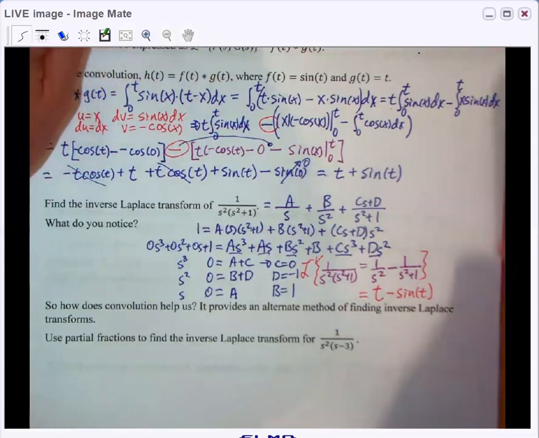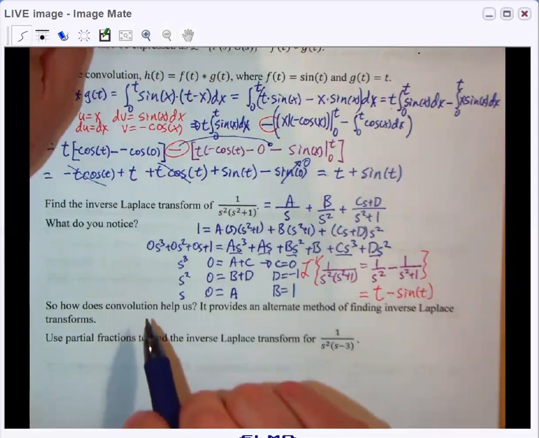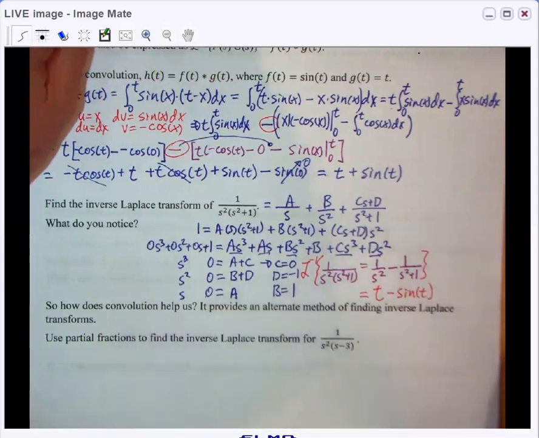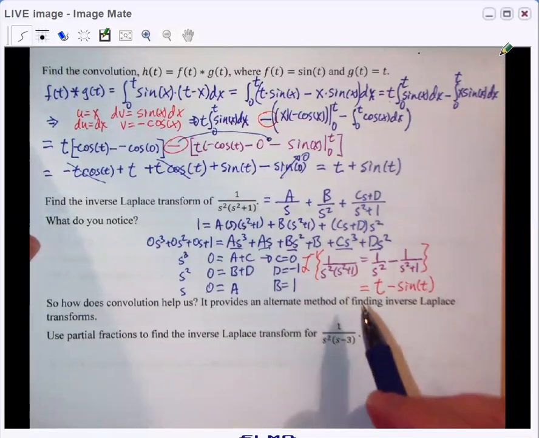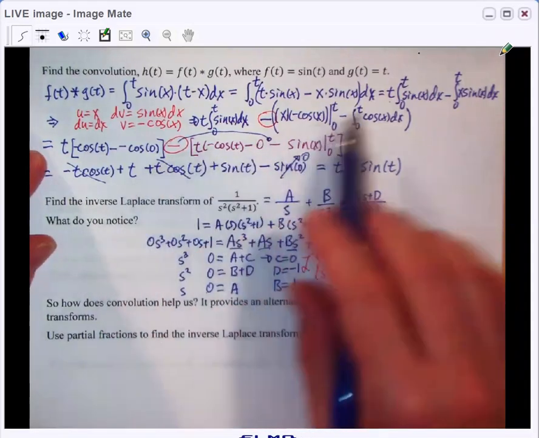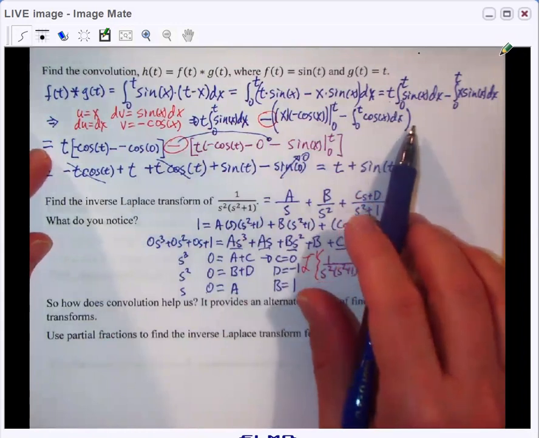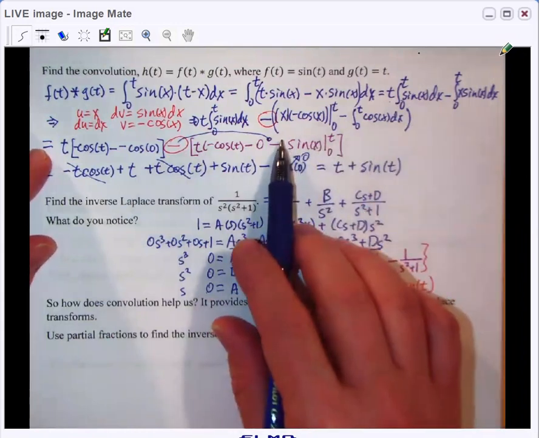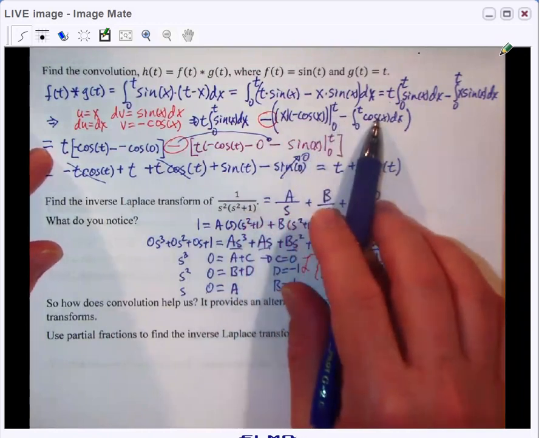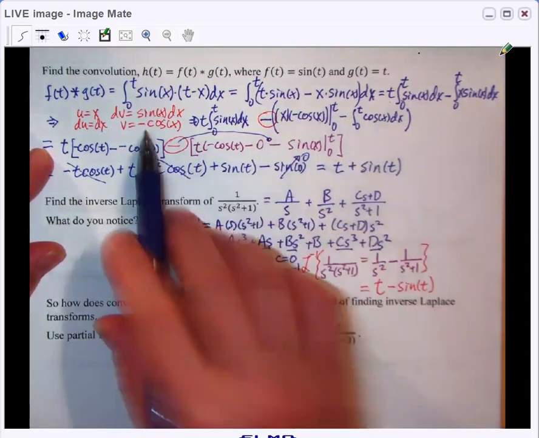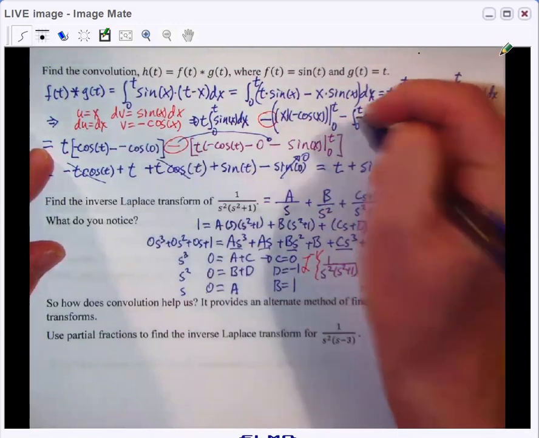Oh, I made a mistake. Oh, good thing, wait, let me double check. Aha. I just noticed I made a mistake here. When I was doing my integration by parts, I did uv minus the integral of v du, and I forgot the negative sign here, so let's fix that.